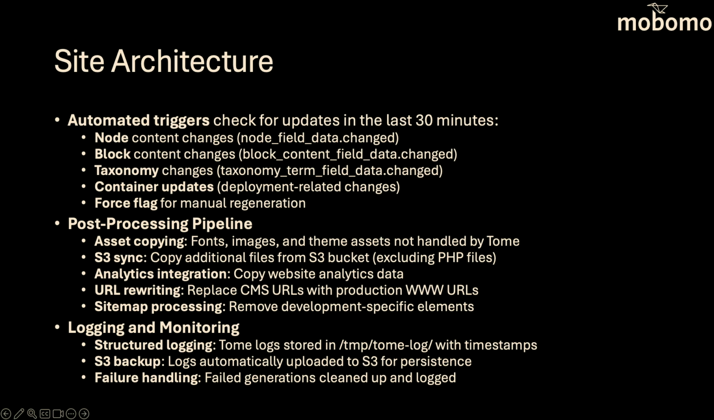And then we have a bunch of post-processing pipeline items that we do after Tome is run, which is asset copying. Because normally, if you just set up a standard Drupal instance, without any changes, and then installed Tome on it, you would get basically all of these things, fonts, images, and themes, sort of on its own. But when you do as much custom craziness as we have done, you end up having to account for that. So we copy over fonts and images and themes that are not handled by Tome normally.